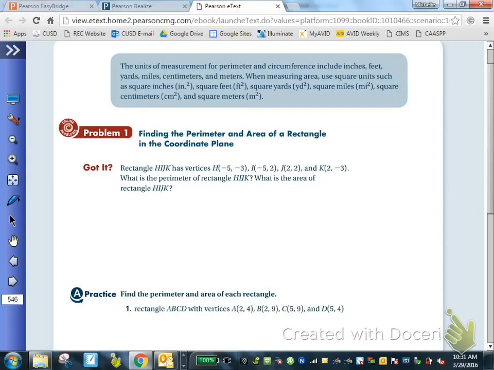When measuring area, so for example, when we're doing area, we multiply, correct? Yeah. Okay, so if I am doing inches times inches, that's going to give me inches squared. Or we call that square inches. Square feet would be feet squared, square yards, yards squared, square miles, miles squared, and so on and so on.